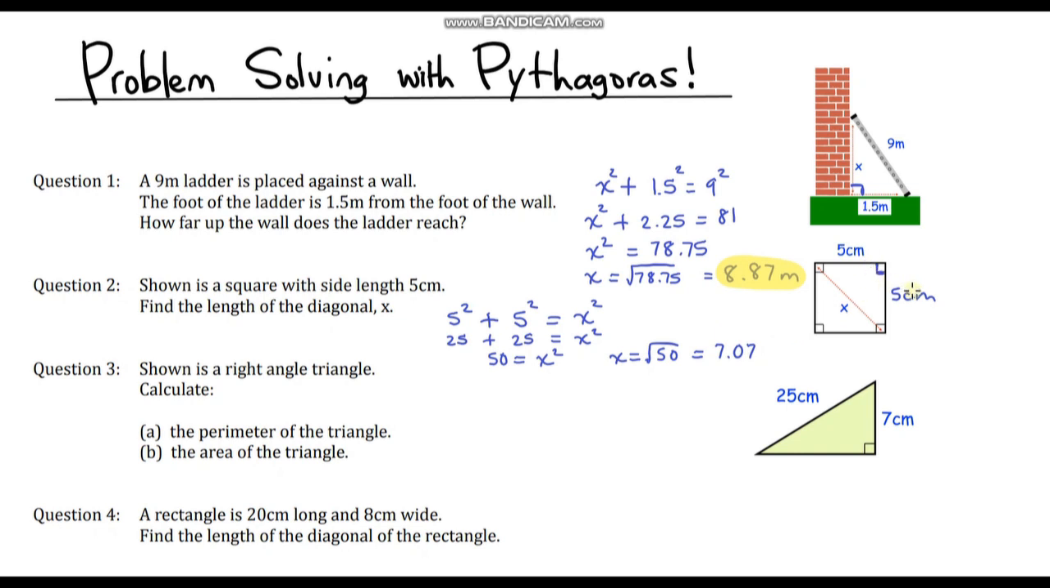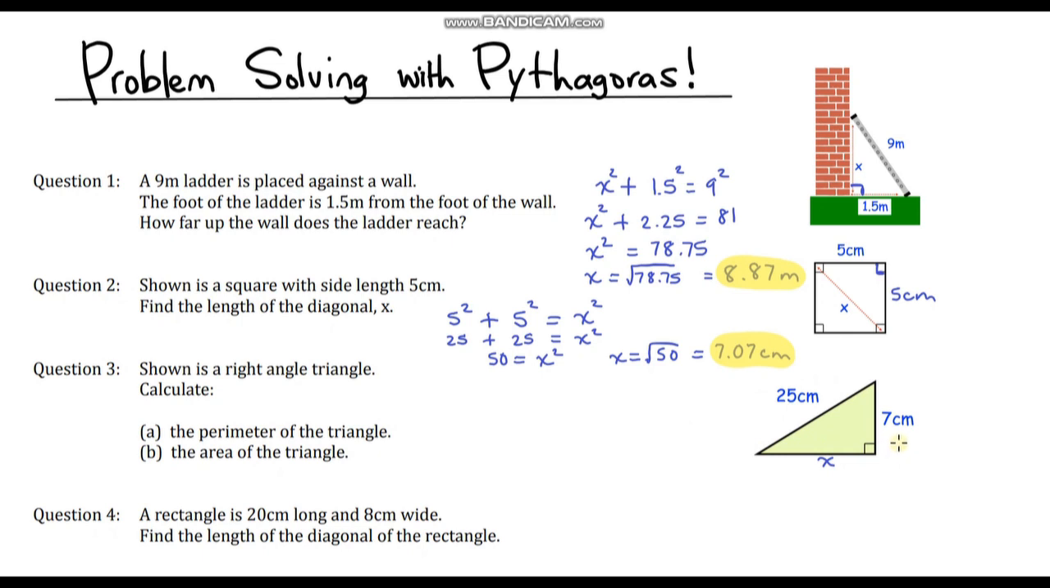7.07. And this time our units are in centimeters. Question 3. Shown is a right angle triangle. Calculate A, the perimeter of the triangle, and B, the area of the triangle. Well, to calculate the perimeter, we need to know this value here, x.